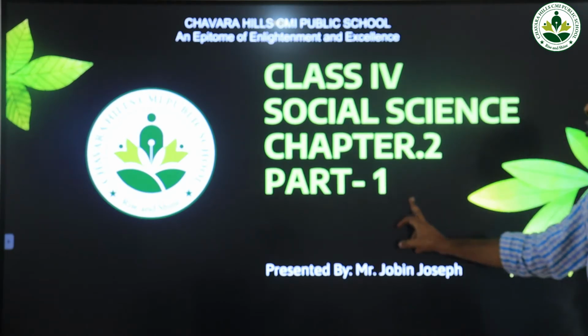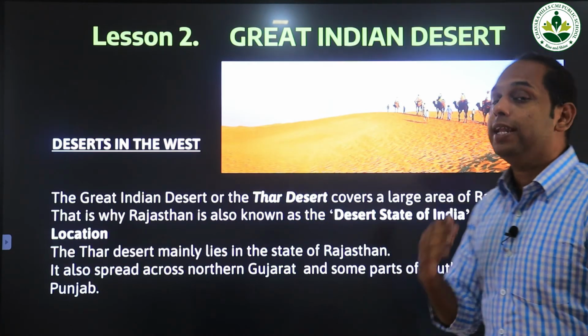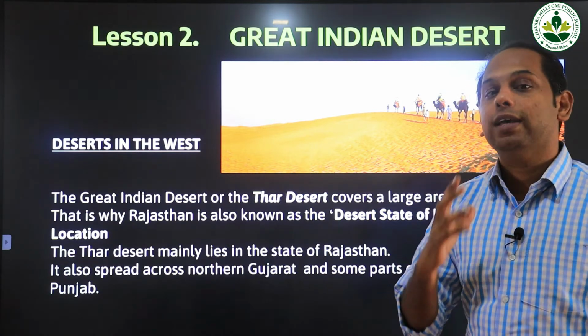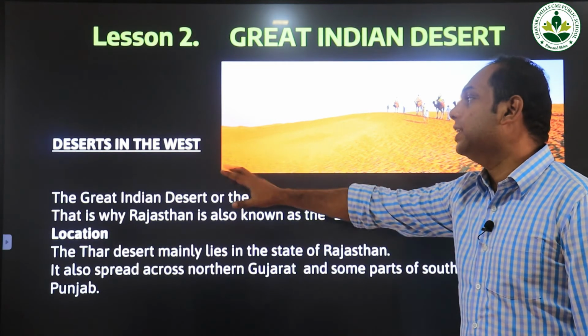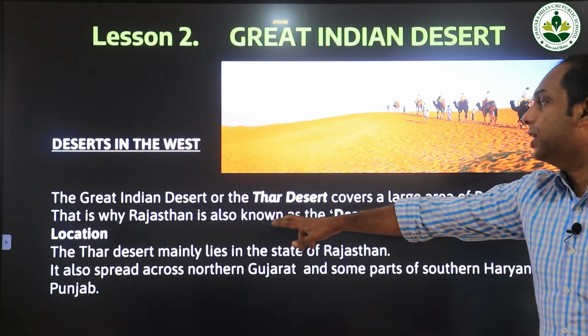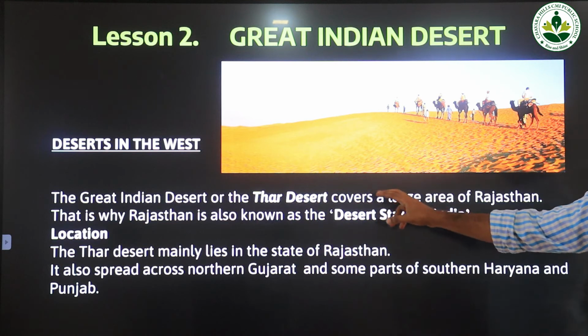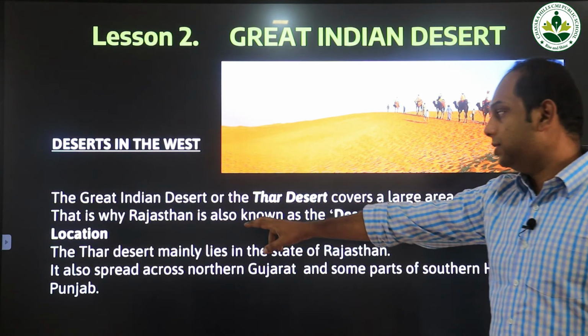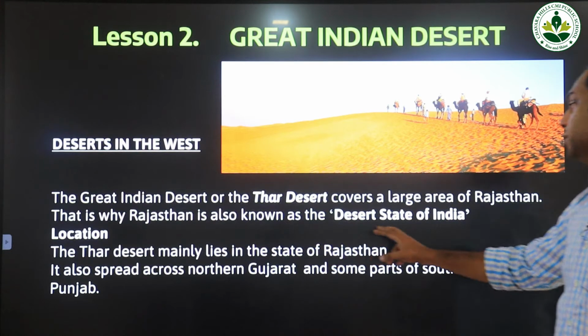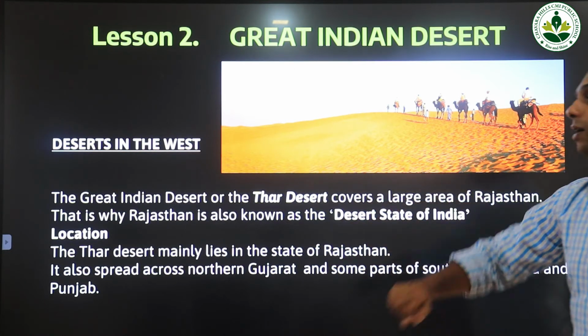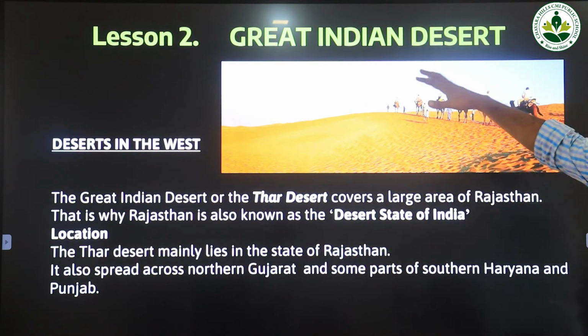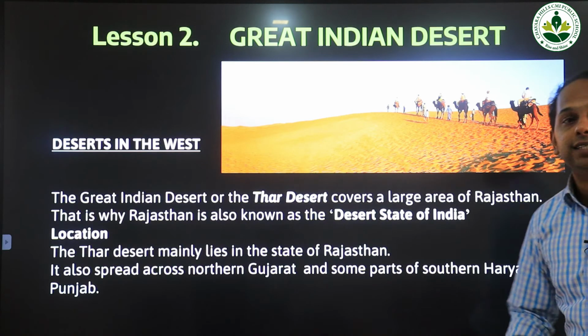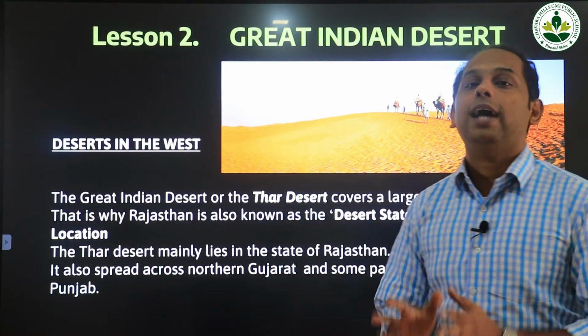Now we'll be studying more about the Great Indian Desert, the desert of India. The deserts in the west. The Great Indian Desert or the Thar Desert covers a large area of Rajasthan. That's why Rajasthan is also known as the desert state of India. So the Thar Desert mainly lies in the state of Rajasthan.